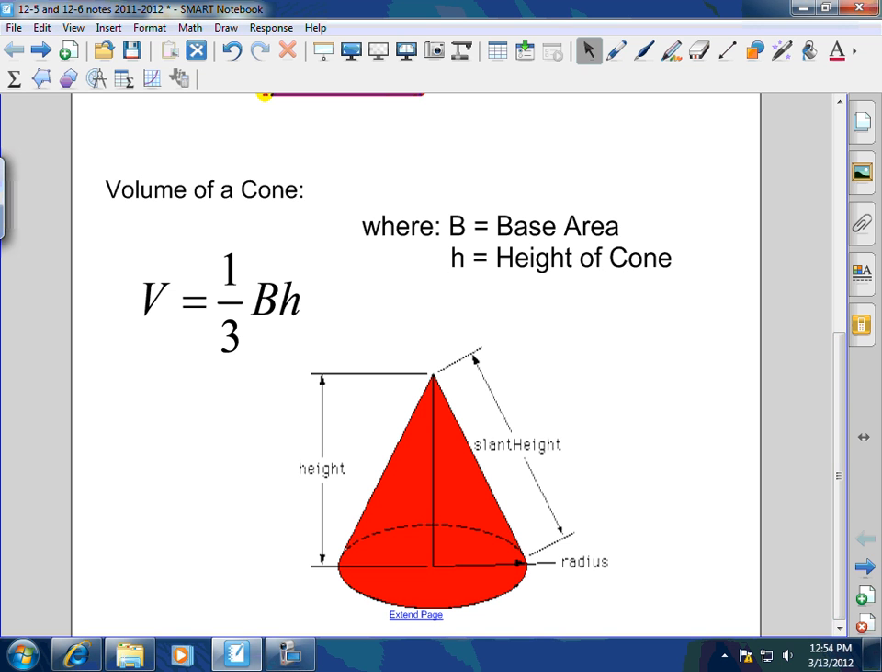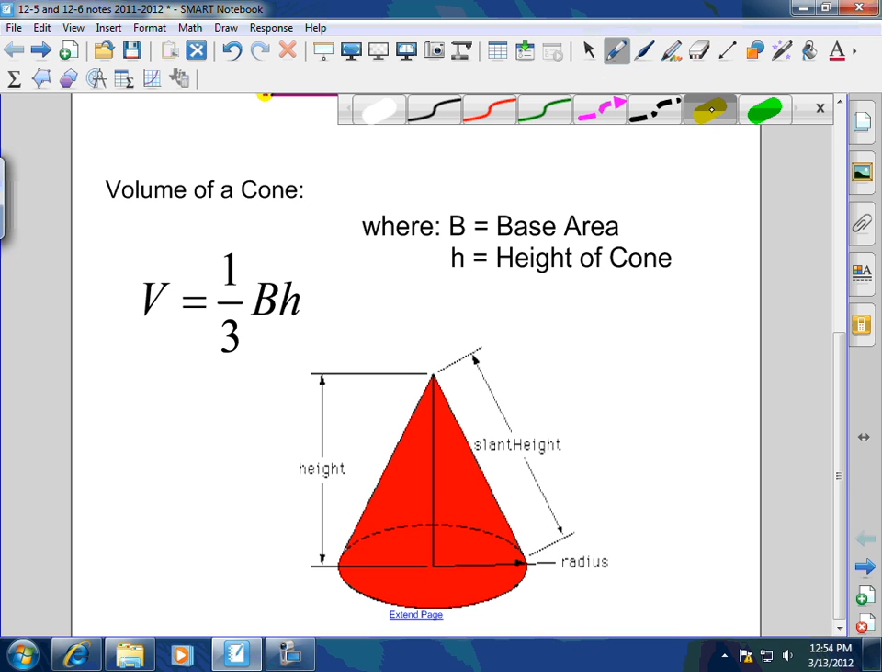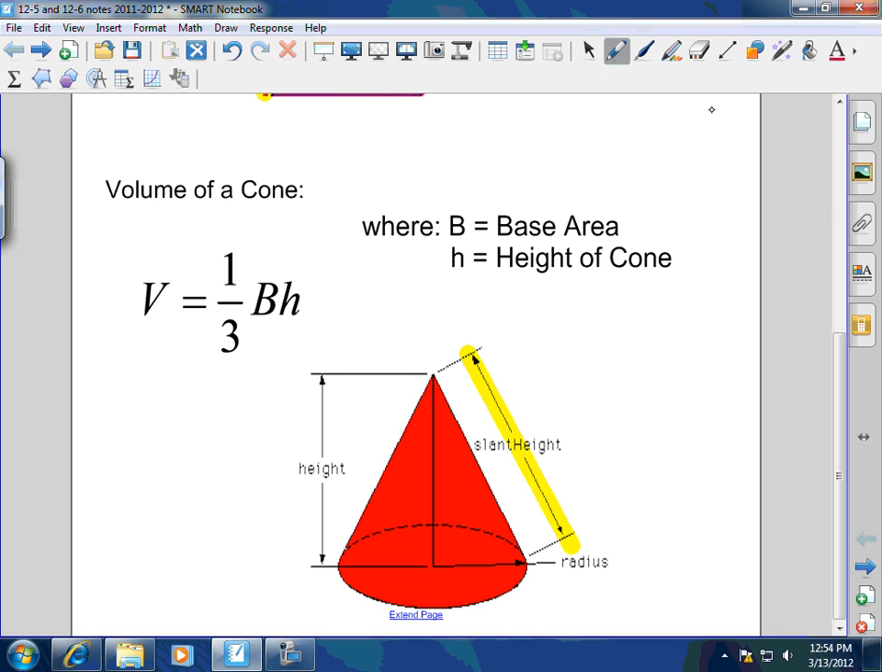Cone, same exact formula. Volume of a cone is 1/3 base area times height. And again, I gave you another example of a cone where it shows you the slant height, which is this guy right here, the radius, it's not really highlighted down there, and then you have the complete height from the apex or vertex all the way down to the base.